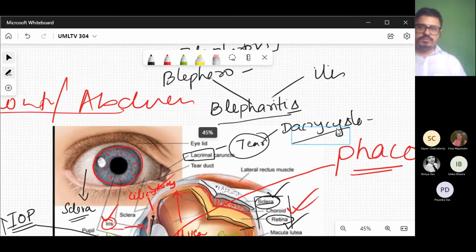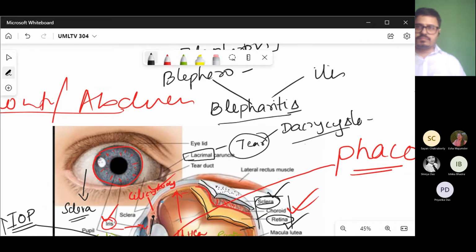You can try it out. So can you tell me the first word which is written? Dacryo, D-A-C-R-Y-O. Dacryocystitis. Understood? So that is the inflammation of the tear gland.